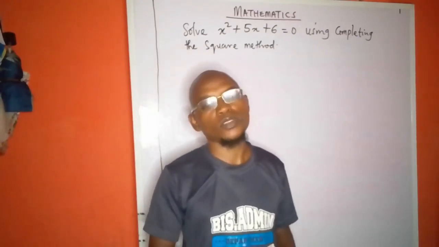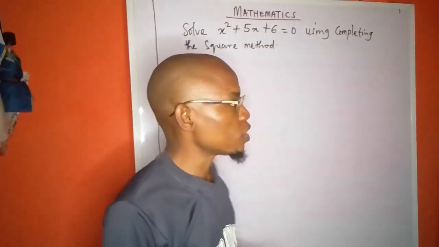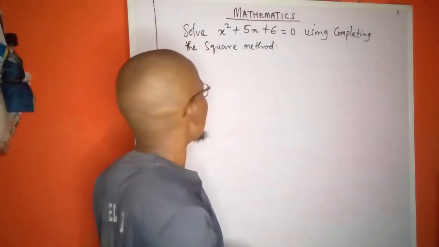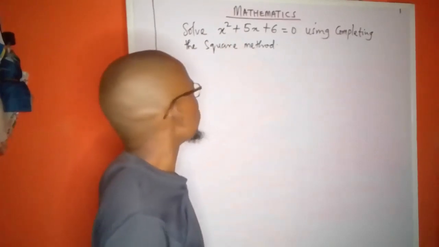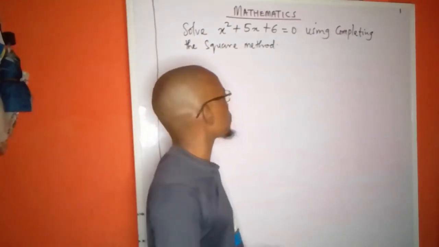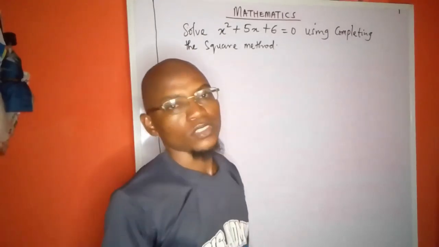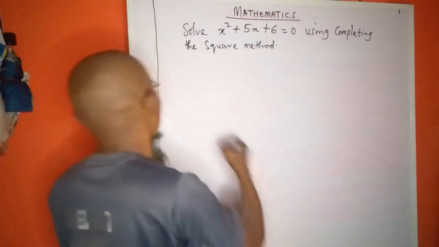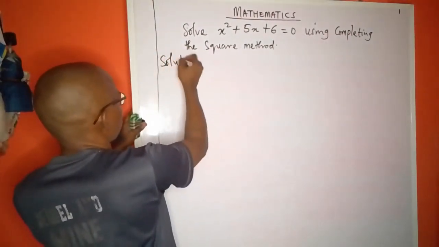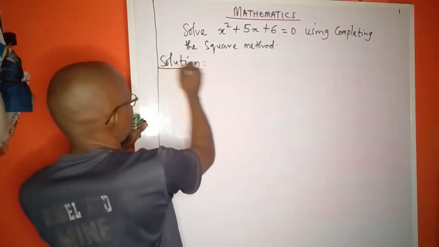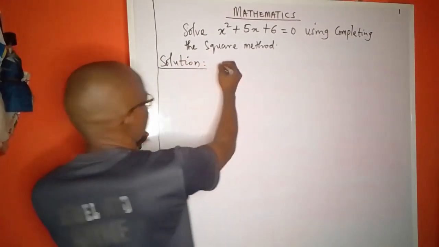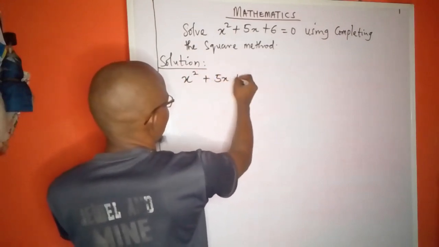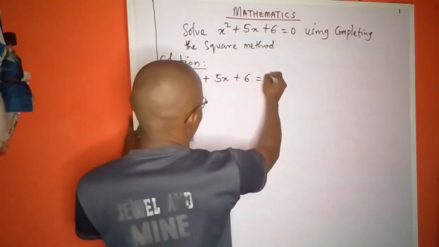So if you are with me today, let's see how we are going to make use of that. Now we have a question here which says: solve x squared plus 5x plus 6 equals 0 using the completing the square method. Now we have this solution. All right, we have x squared plus 5x plus 6 equals 0.